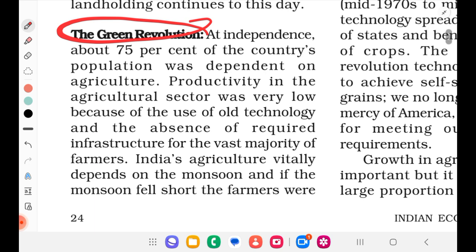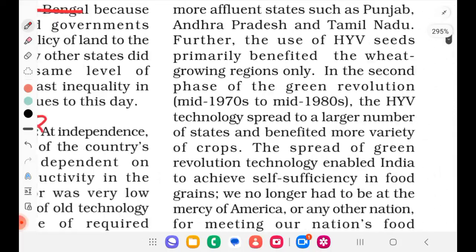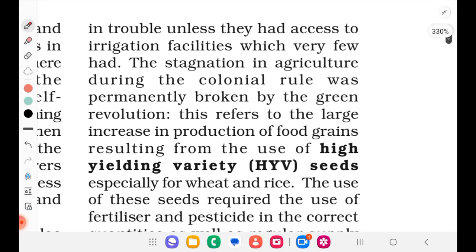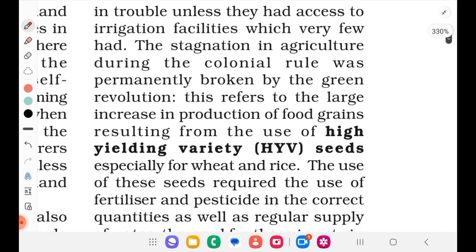At independence, about 75% of the country's population was dependent on agriculture. Productivity in the agriculture sector was very low because of the use of old technology and the absence of required infrastructure for the vast majority of farmers. India's agriculture vitally depends on the monsoon, and if the monsoon fell short, the farmers were in trouble unless they had access to irrigation facility, which very few had. The stagnation in agriculture during the colonial rule was permanently broken by the Green Revolution.